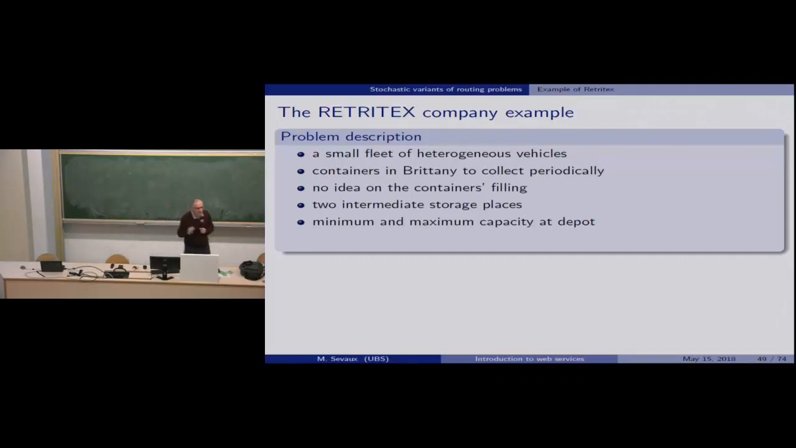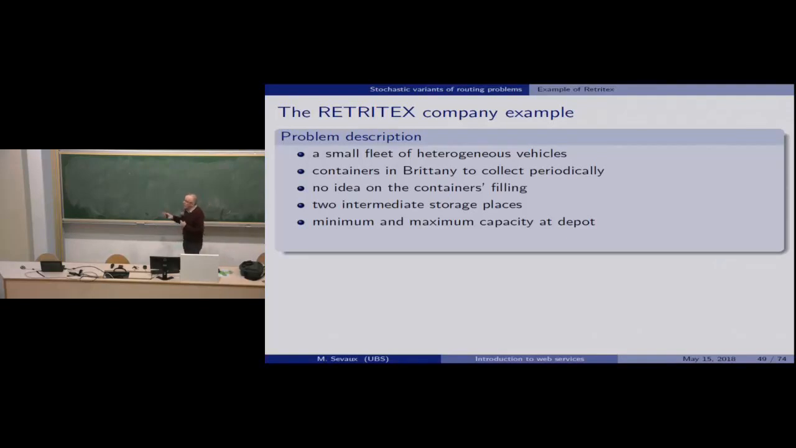Only six vehicles in the case of Retritex, with only one driver per vehicle. The other guys have their driving license, but most of them are alcoholic, so they cannot drive, or they lose their driving license, or they don't have it. The containers are spread everywhere in Brittany. At every corner of the street, you have a container.